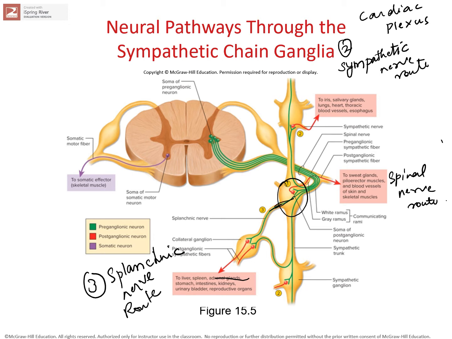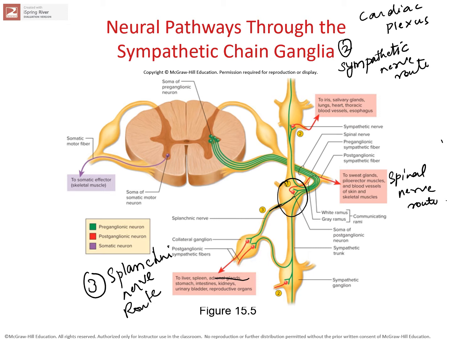So they just move on further and then they form a synapse in another ganglia, okay, away from the paravertebral ganglia, away from the vertebrae. So this is called the collateral ganglion. Okay, so that's the collateral ganglion. And this is where the preganglionic fibers synapse with postganglionic fibers.